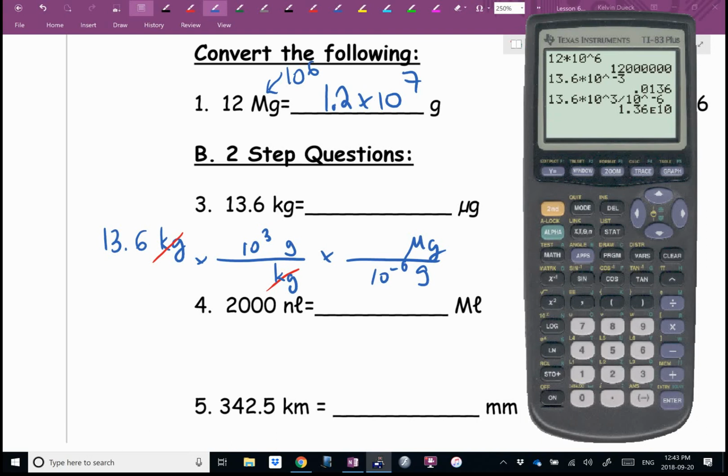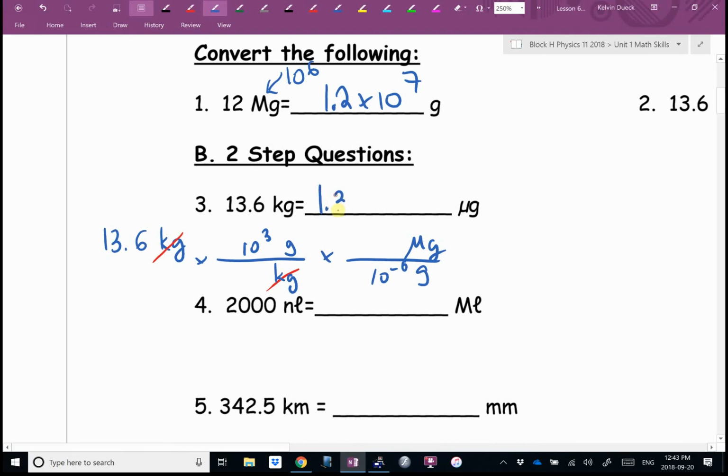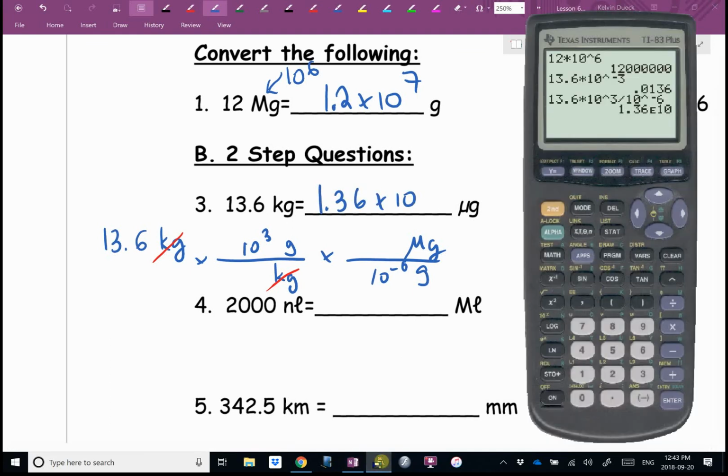How many of you had an answer show up in scientific notation? Okay? Who has the TI calculators? We will have to translate. We're not going to write 1.36 E10. We have to remember that that little capital E is replaced with times 10 to the. So all of us can write 1.36 times 10 to the 10th.